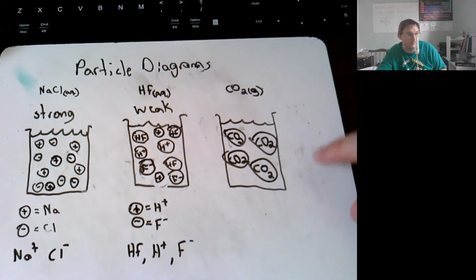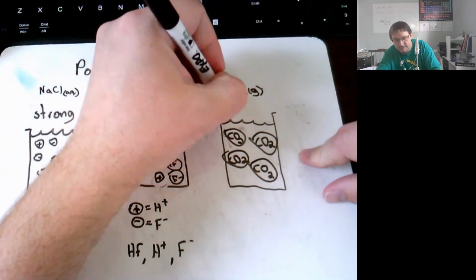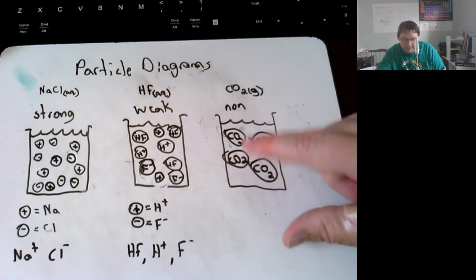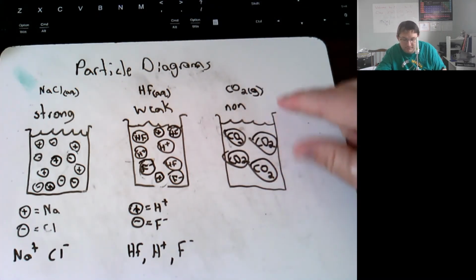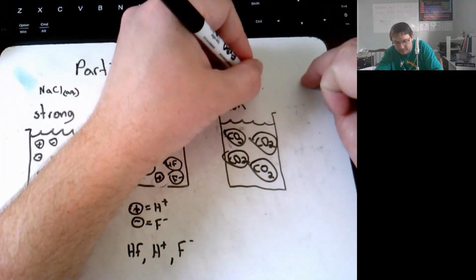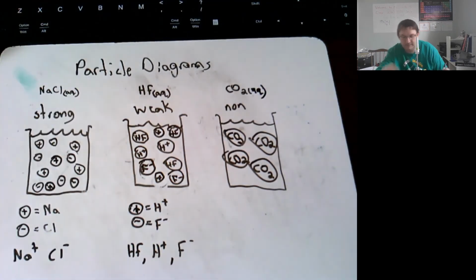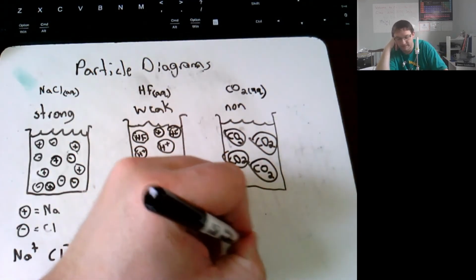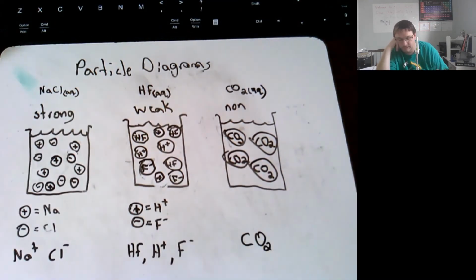All right, and then lastly, we see over here this is a non-electrolyte, and you're only going to see the CO2 gas when it's dissolved. I should make it (aq) because now it's dissolved. So you see that you just have the CO2 particles. You do not have ions here. The only species present is CO2.